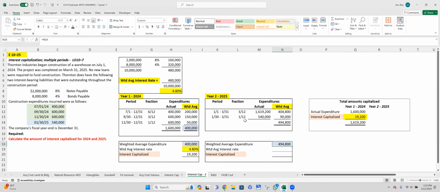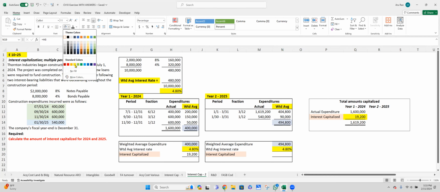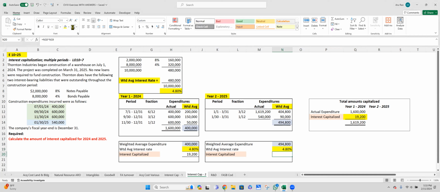Now, bring that number down here. Again, to be consistent, let me see if I can use these colors here, so you know where I'm getting the number from. The interest rate stays the same. Those two loans were available throughout the project. So no new information over there. We'll take that 4.8%, multiply that by the weighted average, and the interest we're going to capitalize now is 23,750. That's a number I will use over here.